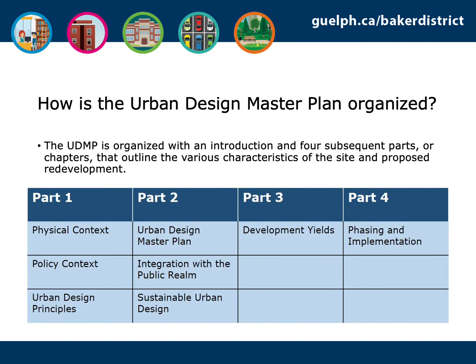The Urban Design Master Plan is organized with an introduction and 4 subsequent parts or chapters that outline the various characteristics of the site and proposed redevelopment. These parts include Part 1, wherein the site's physical context, policy context, and urban design principles for the redevelopment are summarized. Part 2, wherein the Urban Design Master Plan, including the integration of the public realm and sustainable urban design policies, are summarized.